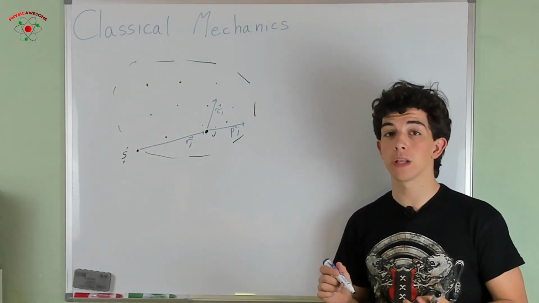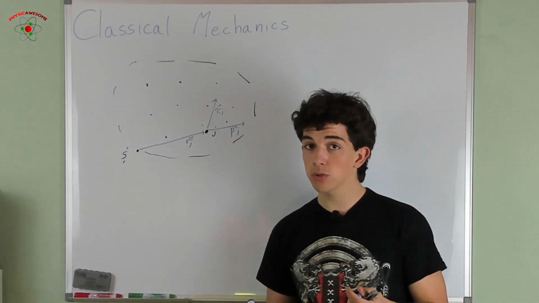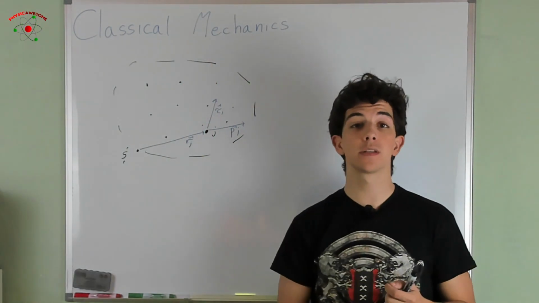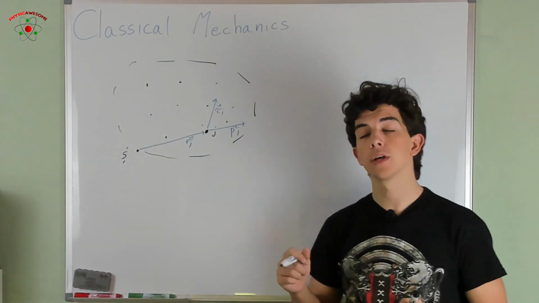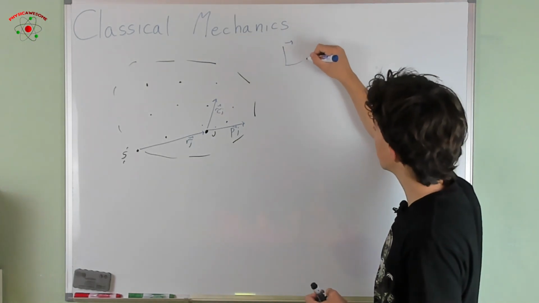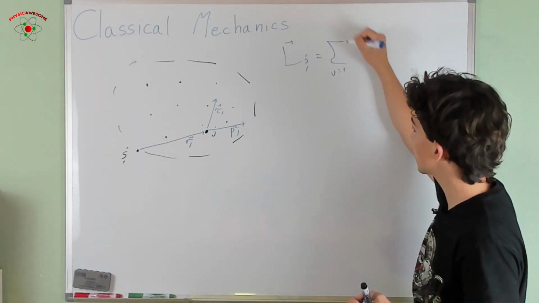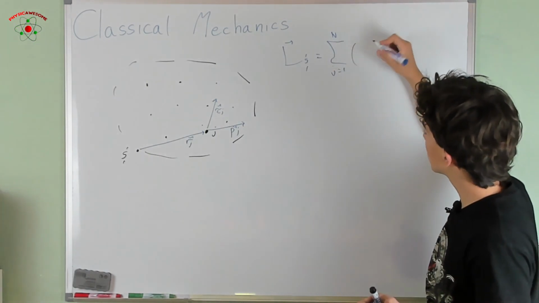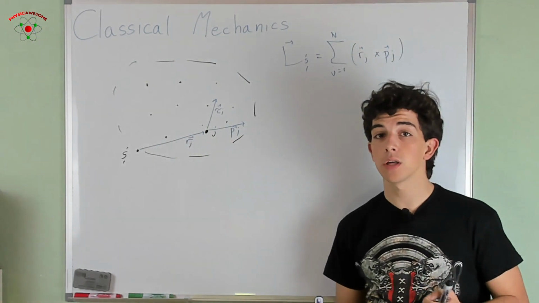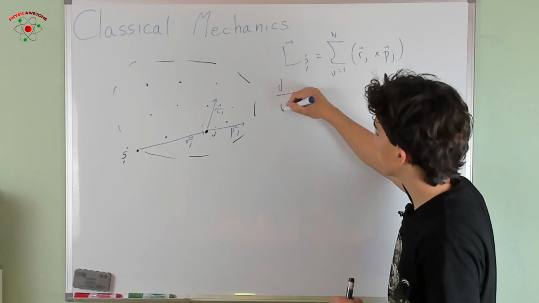Then, if we want to calculate the relationship between angular momentum and torque, we need to carry out the same procedure that we did earlier, but we need to do some special things because this is a system of particles. Then consider the total angular momentum that this system has. This is going to be the sum from j equals 1 to n of Rj cross Pj.